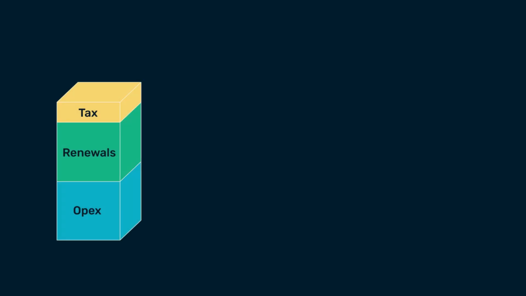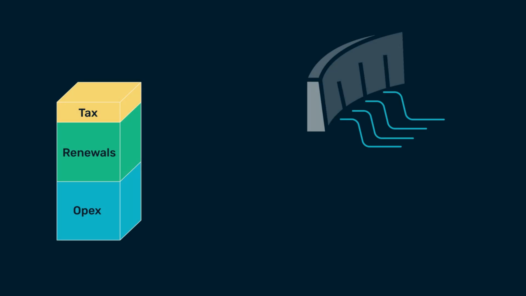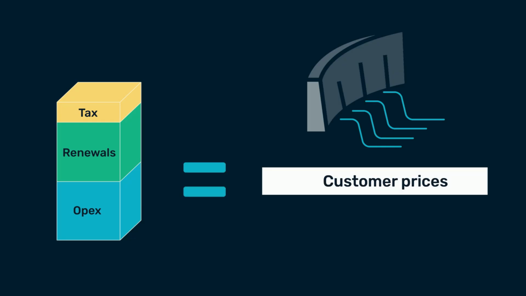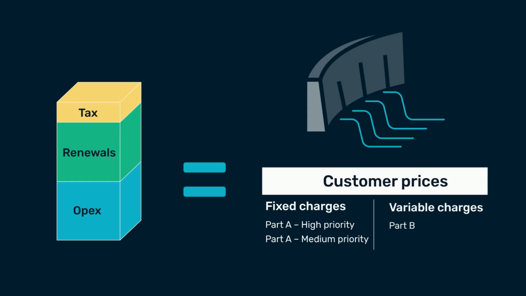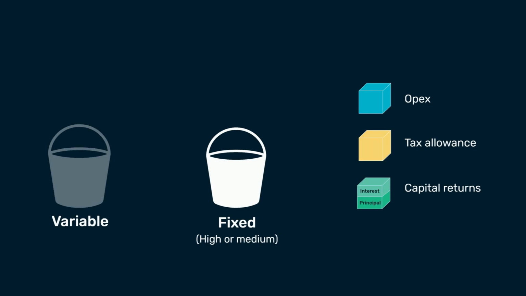We then convert these building blocks into prices, beginning with deciding how to structure the charges. Our customers pay a fixed charge based on the water allocations they hold and whether these are high or low priority, as well as a variable charge based on the water they use each year. To calculate prices, we need to assign revenue from the building blocks to each of these charges.